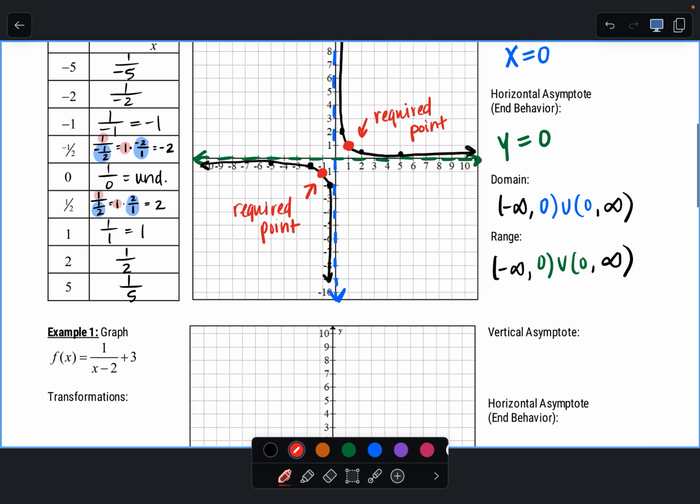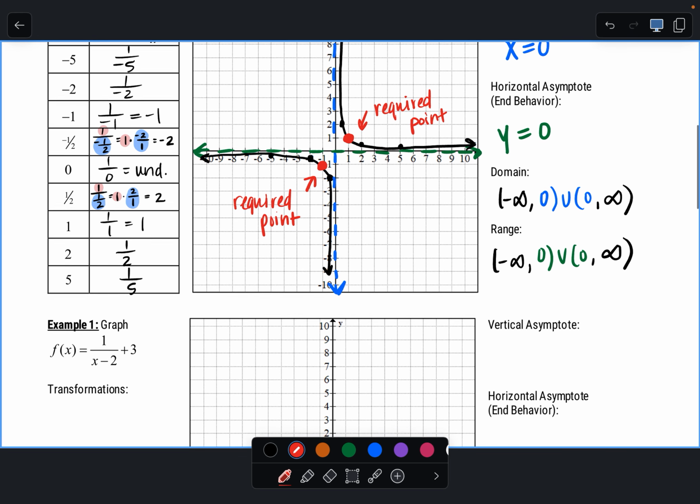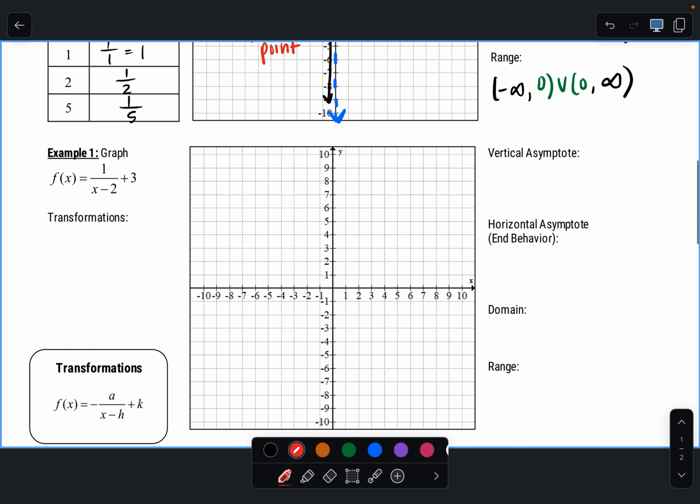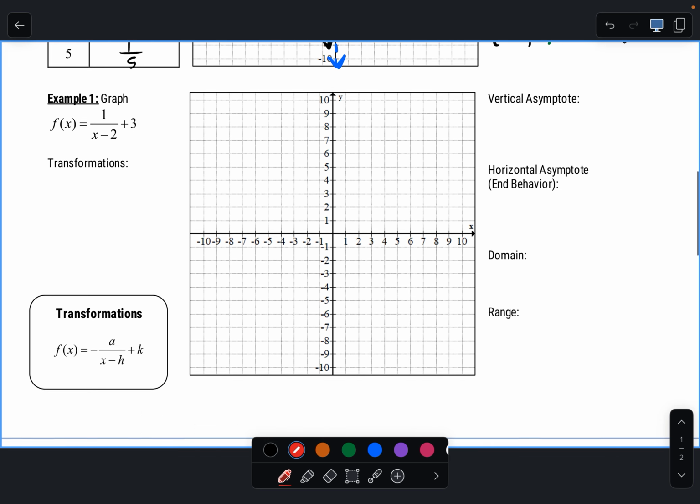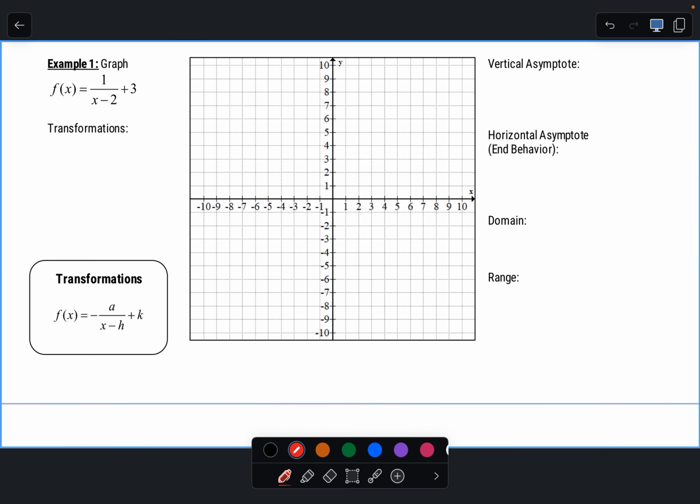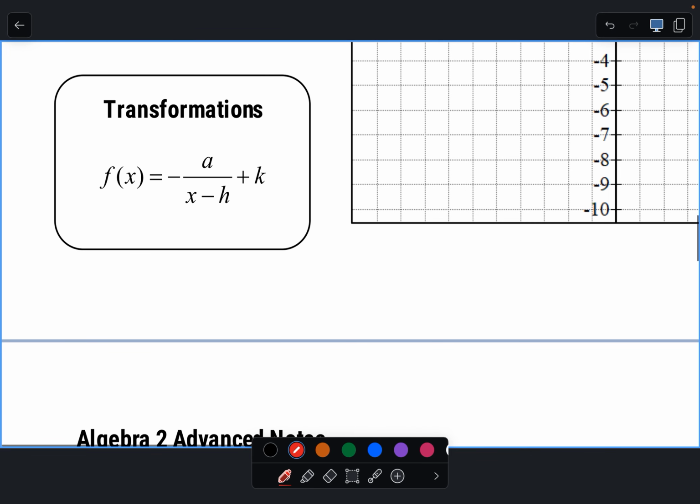The first thing I always do is I put the vertical and horizontal asymptote down on my paper. And remember, they're normally at x equals 0 and y equals 0. You're just moving them according to the transformation that you identified. So I'm going to go to the left 2, and I am going to go down 4. And that should give me my horizontal and my vertical asymptote.